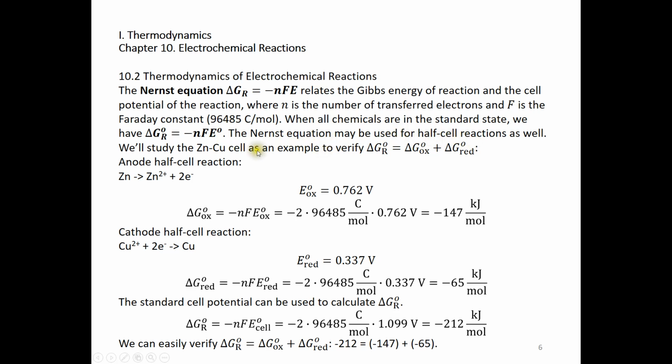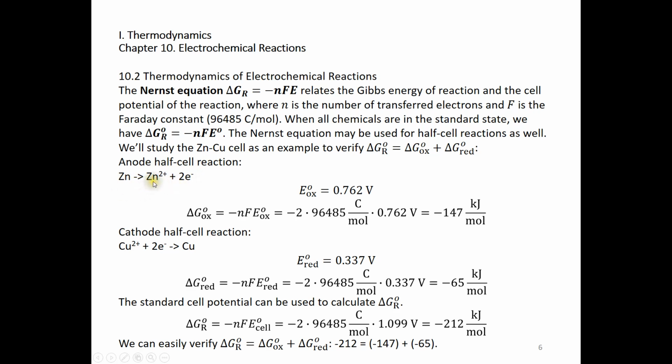For example, let's look at the zinc-copper cell. We will also verify this. The standard Gibbs energy of reaction equals the standard Gibbs energy of the oxidation half-cell reaction plus the standard Gibbs energy of the reduction half-cell reaction. Now let's look at the anode. The half-cell reaction is this.